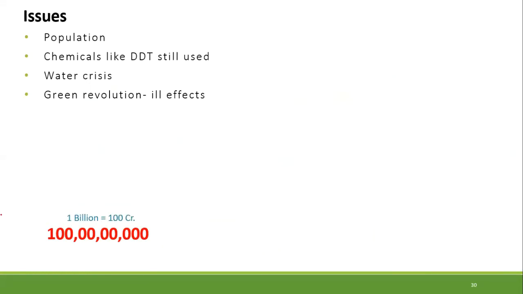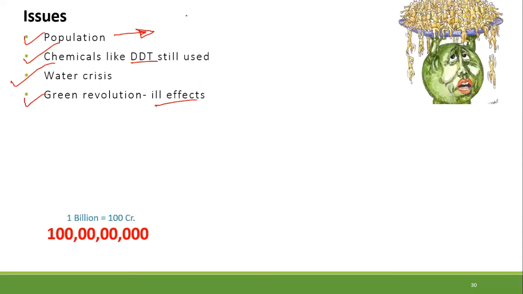So let's see what the issues are. These are some of the issues that we can say: population, chemicals like DDT, then water crisis, the green revolution, and what its ill effects are. But to understand the importance, I'll only take one problem over here, that is population. Currently, how much population do we have? Any answer? How much is the human population of the world or India? You can tell any.